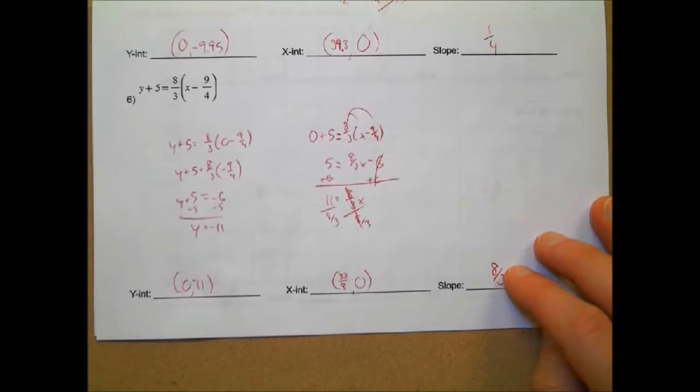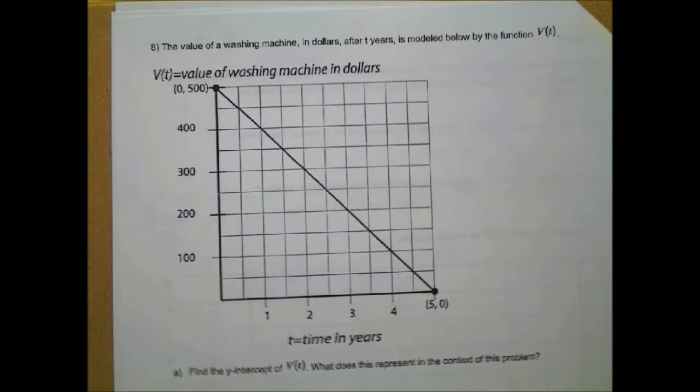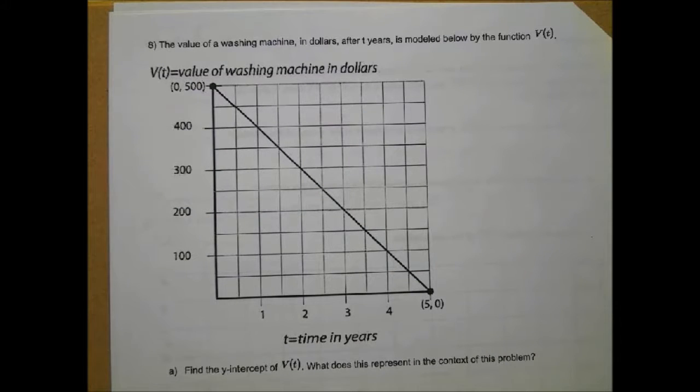Okay. Turn the page to number 8. Okay. Number 8, we're talking about the value of a washing machine in dollars after t years. It's modeled below by the function v of t. Okay.